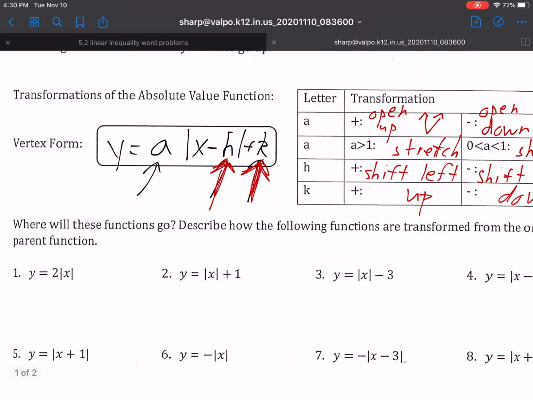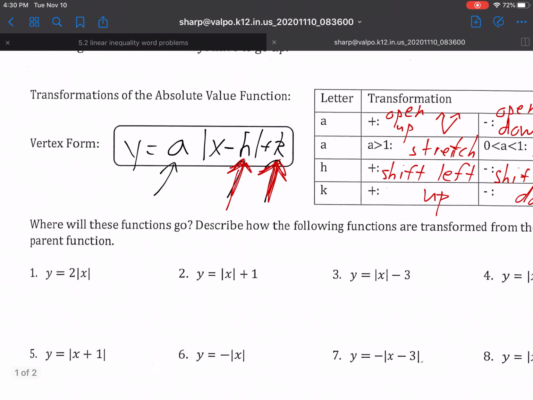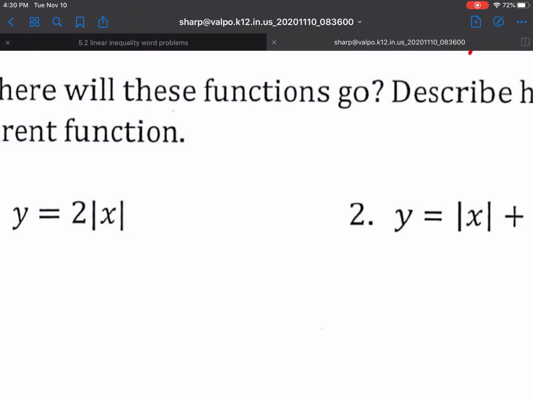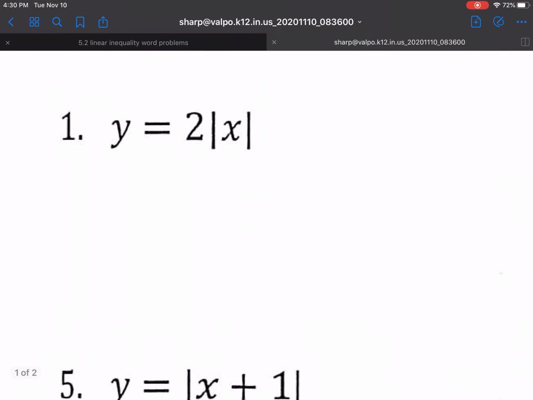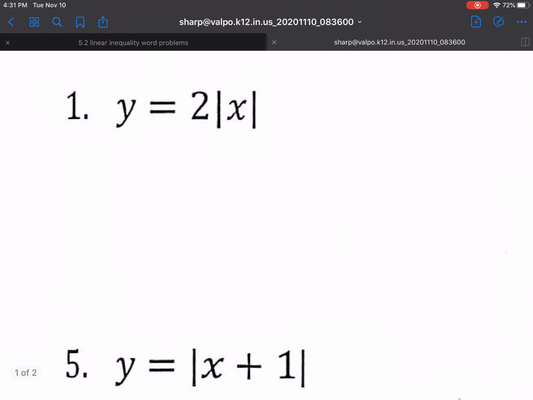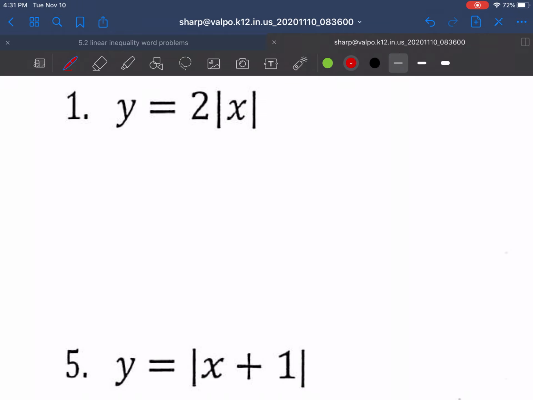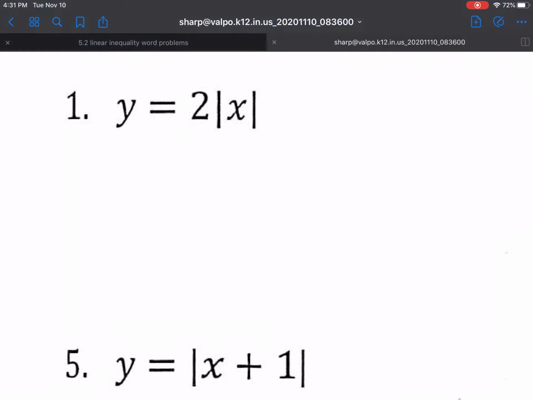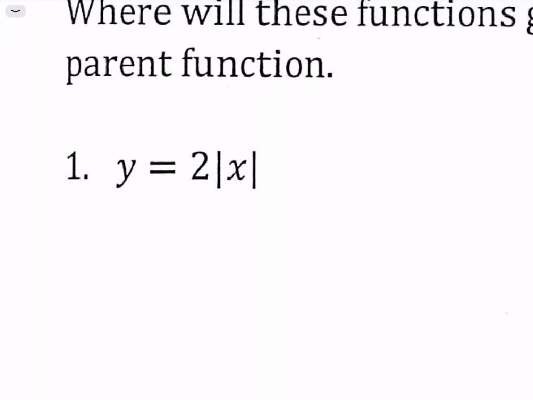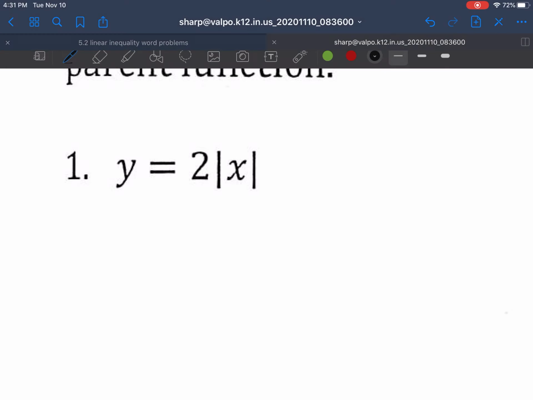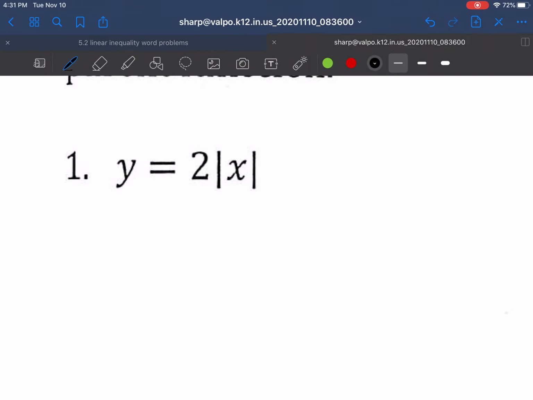Okay? So it says, where will each of these functions go? Describe how the following functions would be transformed compared to the original parent function. Well, let's take a look at number 1 first. If I compare it to the transformation notation that I just wrote down, for number 1, you would have y equals an a value and then x minus the h value, all plus the k value.